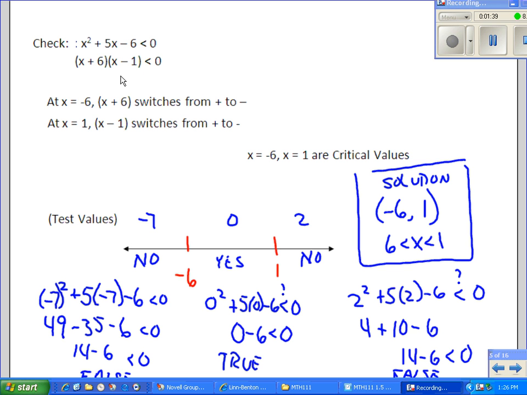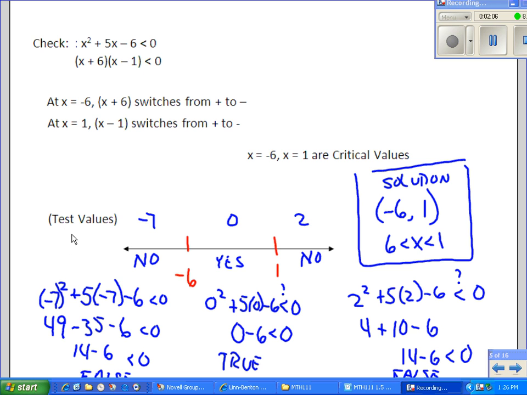But again, for me, what works a little better is the critical value process. So what we're going to do is look at each factor and find the two values for when the factors are 0, negative 6 and 1. We're going to call those critical values. Then we take the two critical values, the negative 6 and the 1, and that divides the number line into three different areas: the values below negative 6, the values between negative 6 and 1, and the values greater than 1.